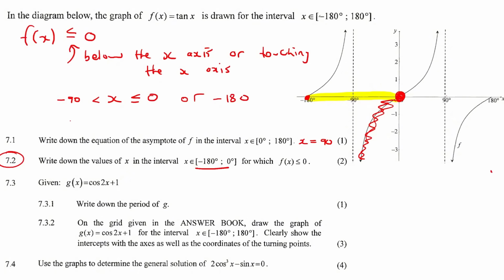Now, if you want to use interval notation, you're going to go from minus 90 up to 0. The minus 90 is not included, but the 0 is included. And then you could also just say minus 180.